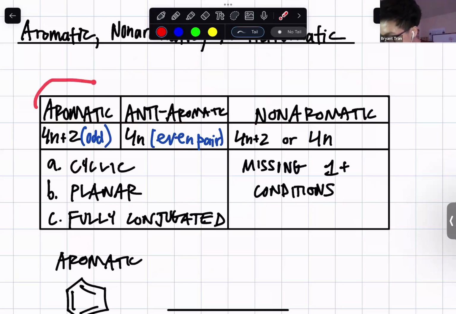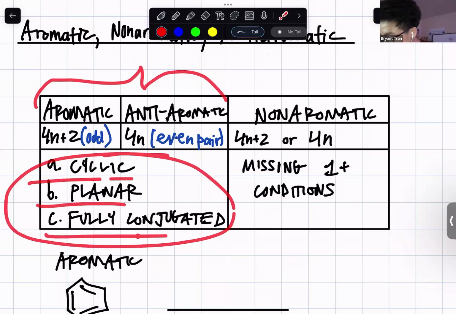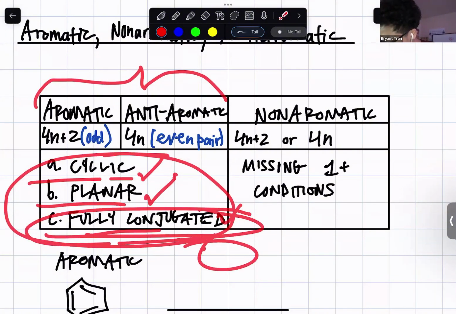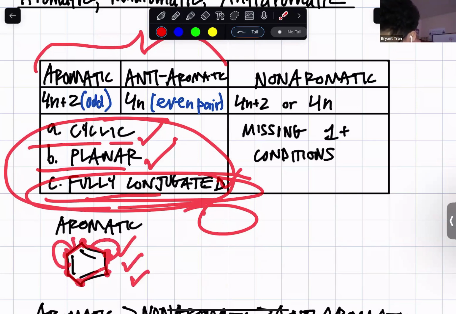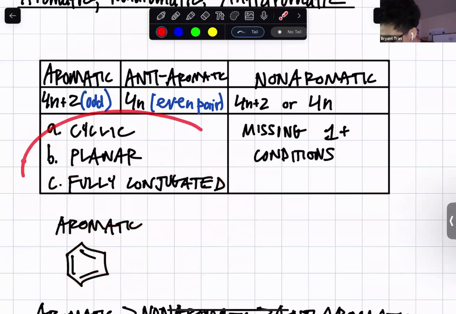To be considered either aromatic or anti-aromatic, the molecule has to fulfill all three of these conditions. They have to be cyclic, in a ring. They have to be planar: everything is sp2 hybridized, or flat and planar. And they have to be fully conjugated, meaning that they could do resonance all around the ring. An example would be benzene. Benzene here is cyclic. It's a ring. It is planar. All of the atoms here are sp2 hybridized, which is flat and planar, and it is fully conjugated. We see that we could do resonance all around the ring. So it fulfills all three conditions.